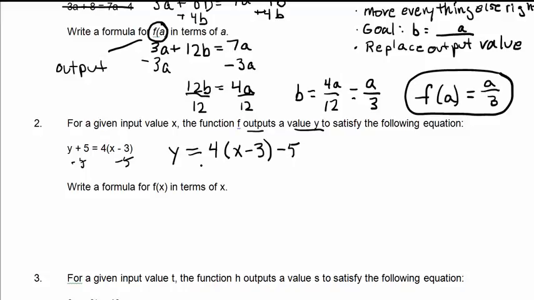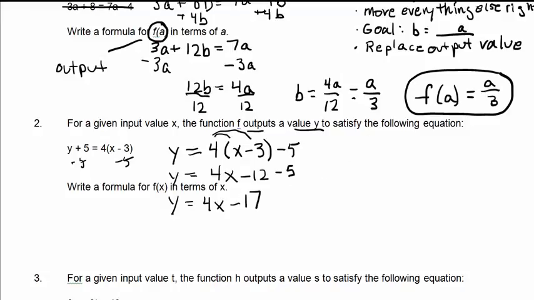Now we can simplify this a little bit by multiplying the 4 through by distributing. So you could go y equals 4x. 4 times 3 is 12. There's a negative, so it's 4 times negative 3, which is negative 12, minus the 5. And if you're at negative 12 and you subtract 5, we're going even smaller than negative 12, and that's going to take you down to negative 17.